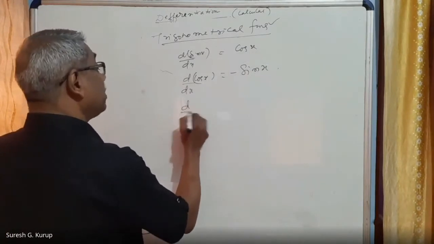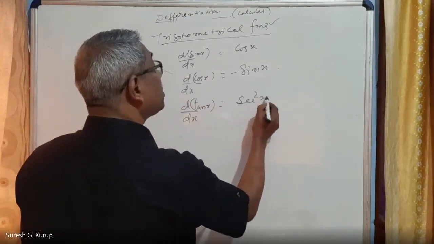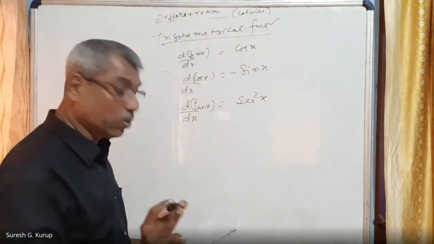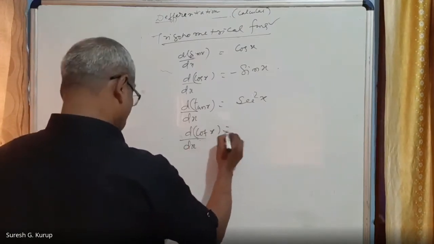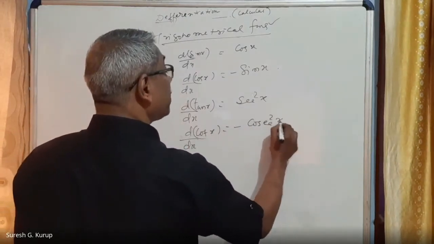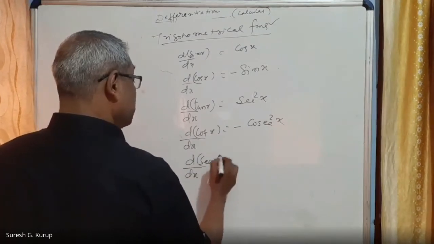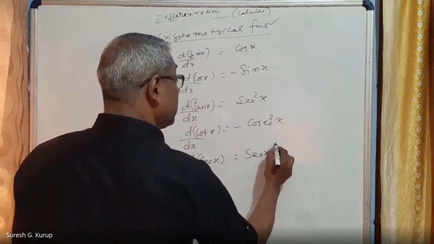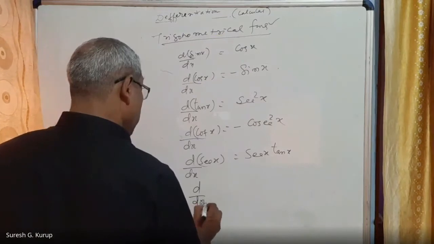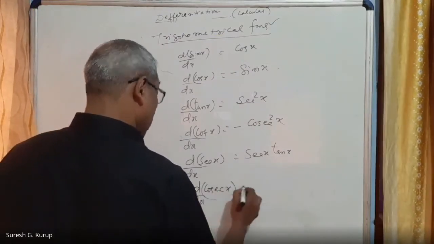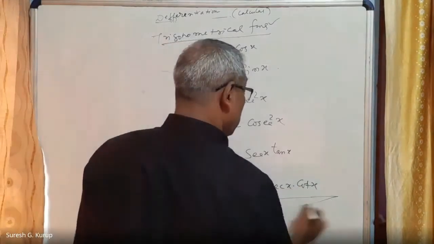Again, d by dx of tan x is equal to sec square x. You will see secant square x. d by dx of cot x is equal to minus cosec square x. Again, d by dx of sec x is equal to secant x tan x. Sec x tan x, very important. And last is d by dx of cosec x is equal to minus cosecant x cot x. So these are the rules.